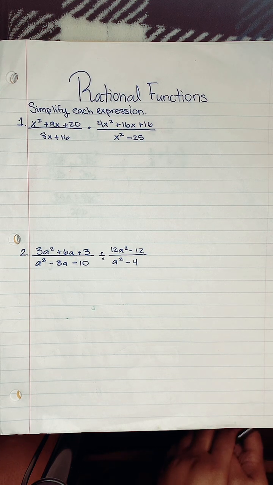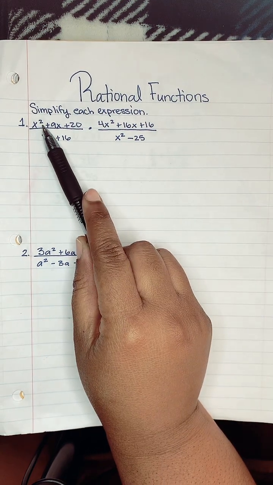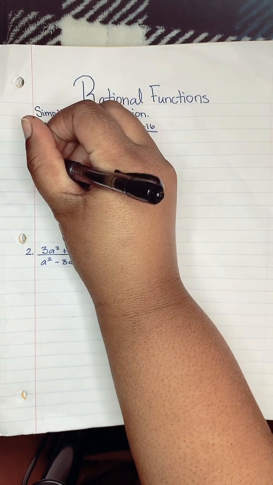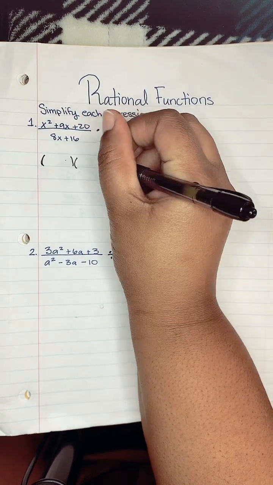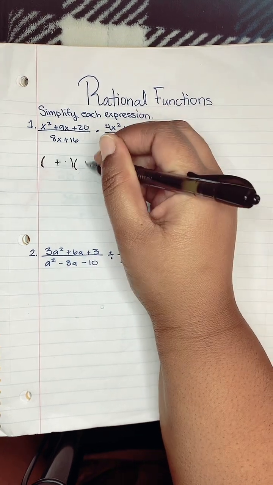I'm back. Alrighty, so let's simplify each expression. How we're going to do that is you have to know how to factor. So we're going to look at this x squared plus 9x plus 20. We're going to start with two parentheses. Since we have positive, we're going to put plus, plus.